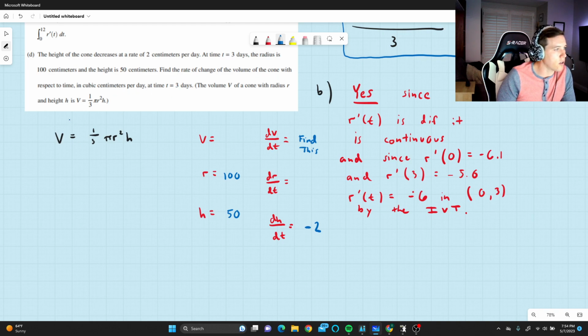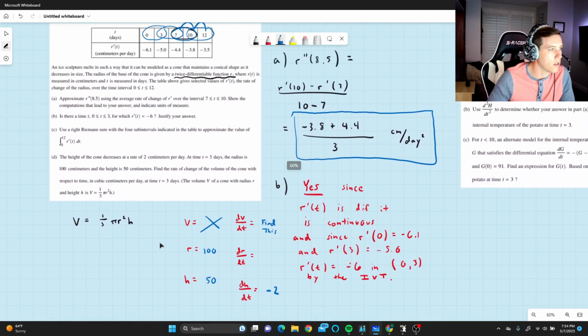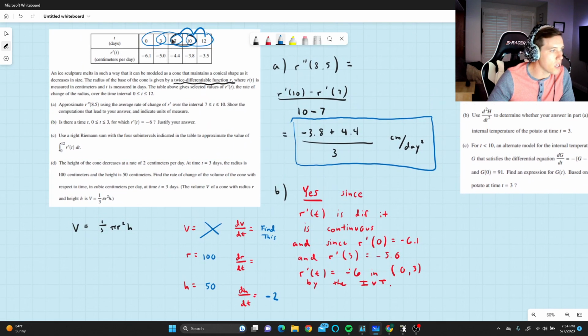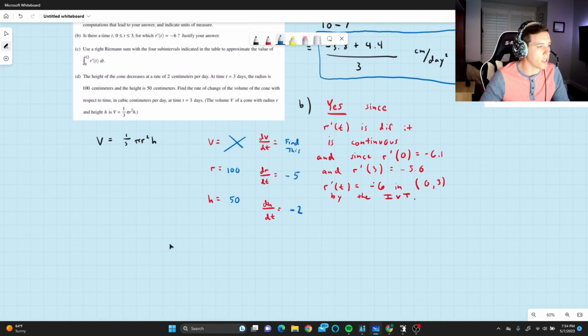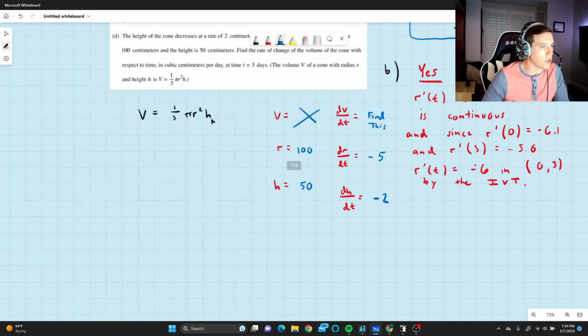Find the rate of change of the volume at day 3. Okay, so I don't think we're going to even need this, but dr dt we definitely need, and that we have from the table. So dr dt at time 3 was -5. This is actually a pretty straightforward one. I have everything I need. Nothing's really hidden. You just need to make sure you take the derivative correctly.